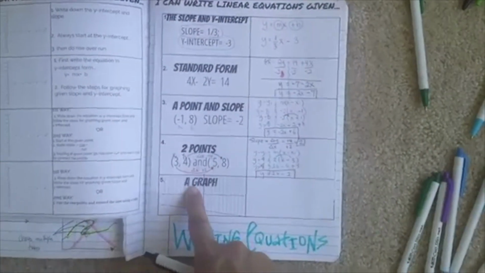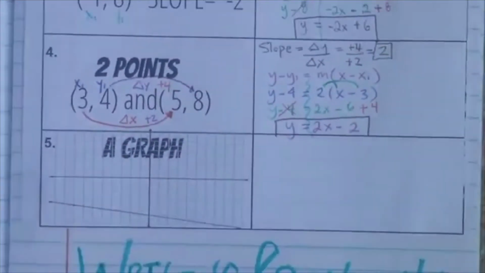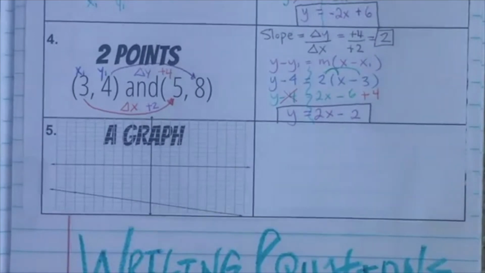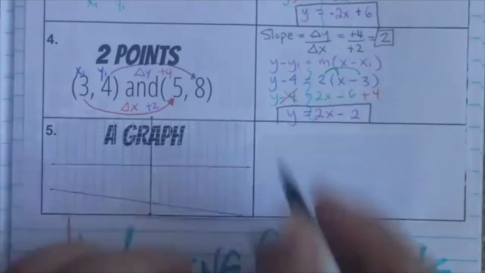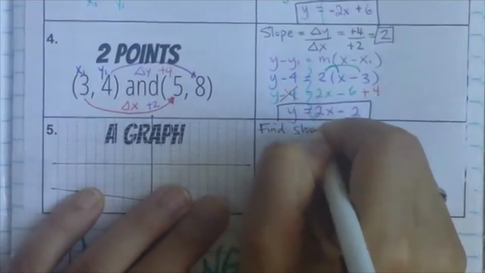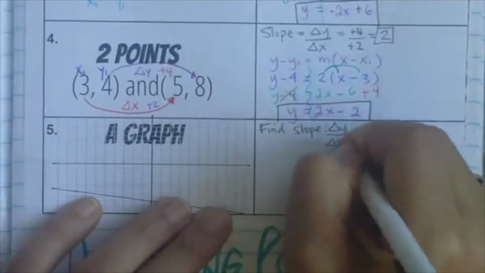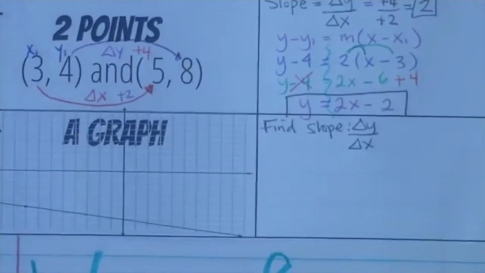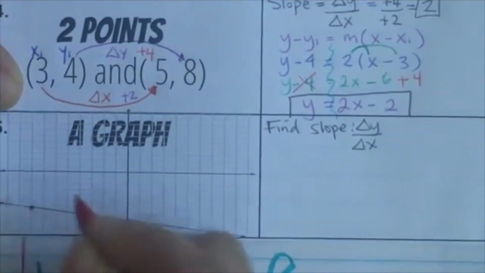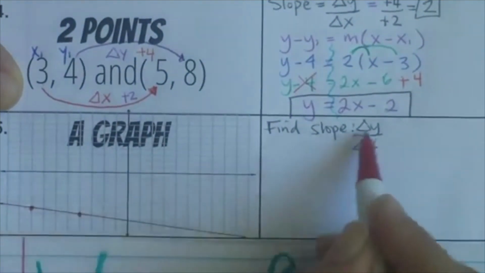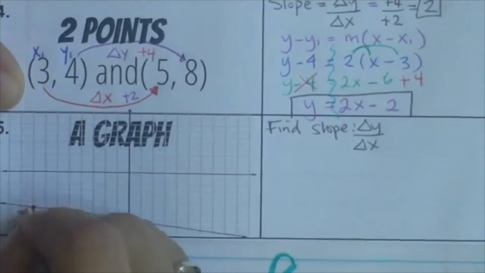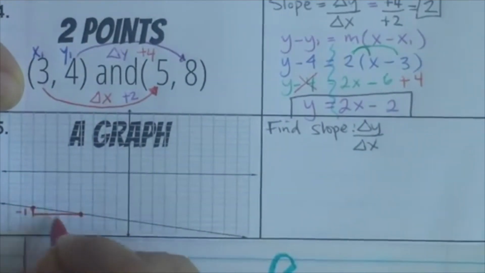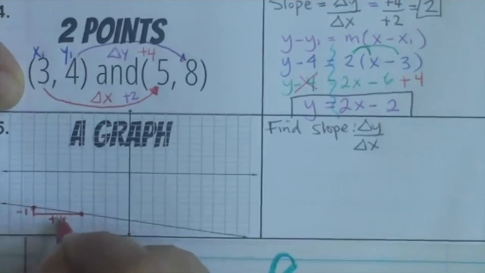I can write linear equations given a graph. So if I'm given a graph, I can actually write this straight off the bat. Again, I'm looking to find my slope, which is changing y over changing x. So you're going to pick 2 corners like we did when we did slope. Find 2 corners. So there's one for me and there's another. Alright, changing y, so y is minus 1. And then changing x, which is plus 4.